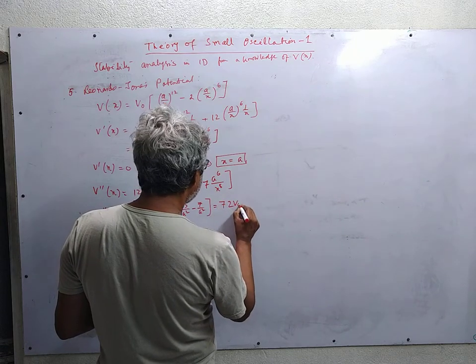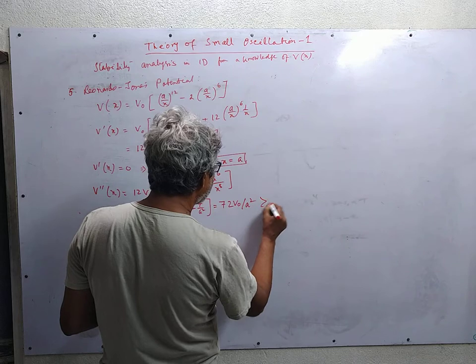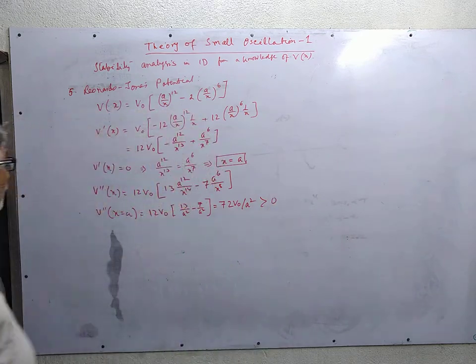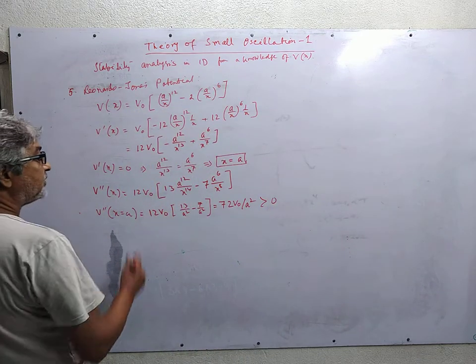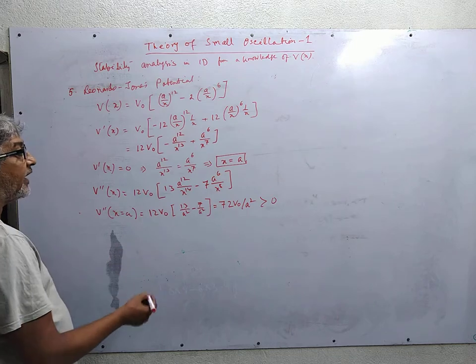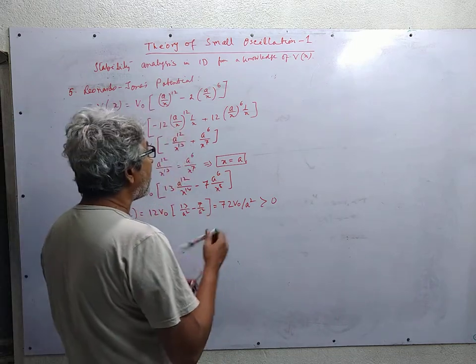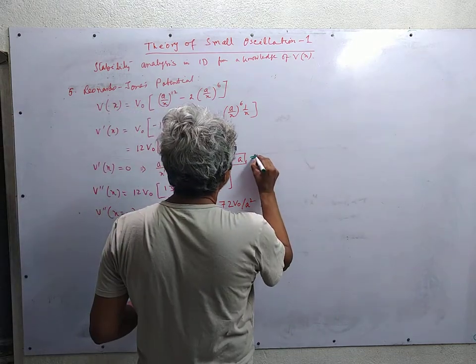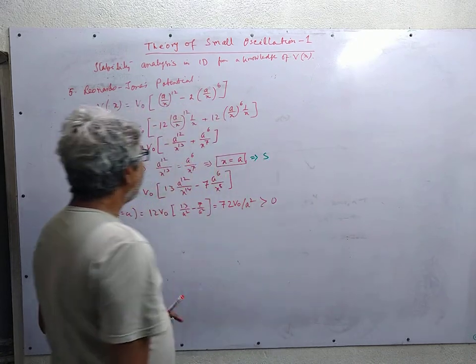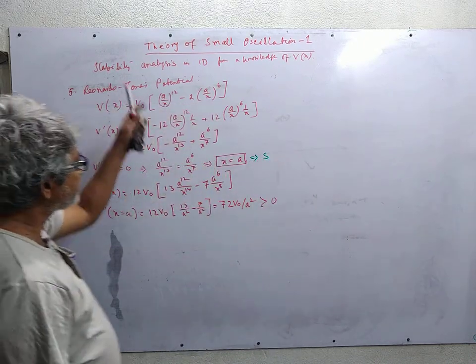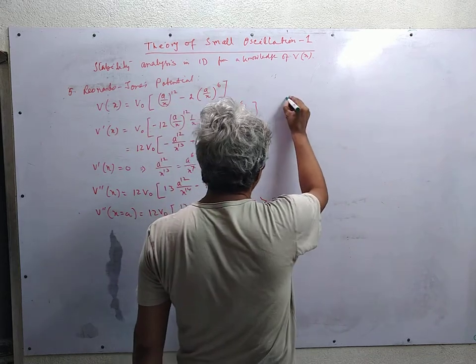So this is 72 V0 by a square, which is greater than 0. So x is equal to a is a stable equilibrium point. It is a stable equilibrium point. Recall the graph of this potential. Remember the graph of the potential.